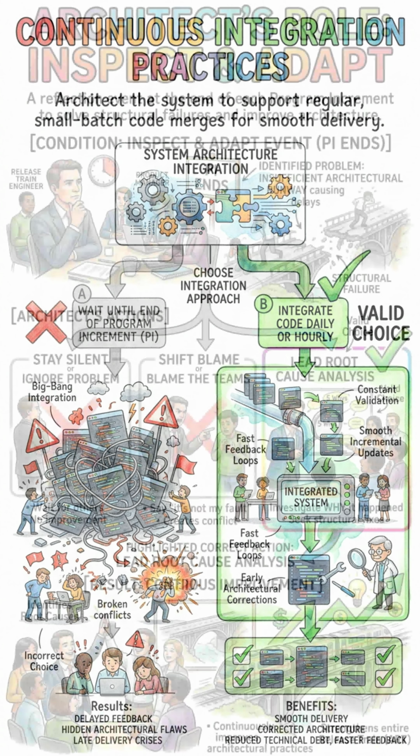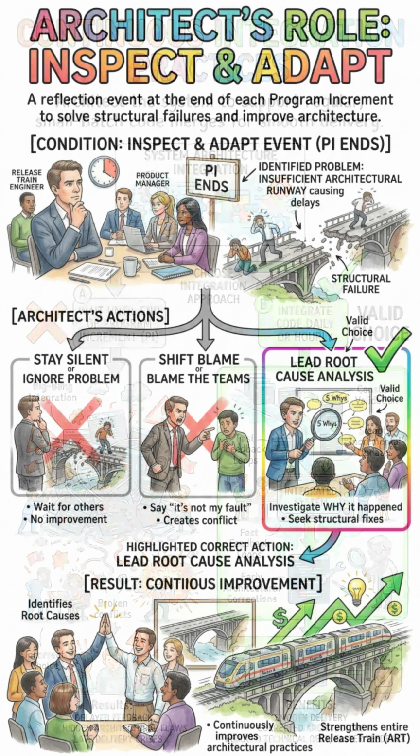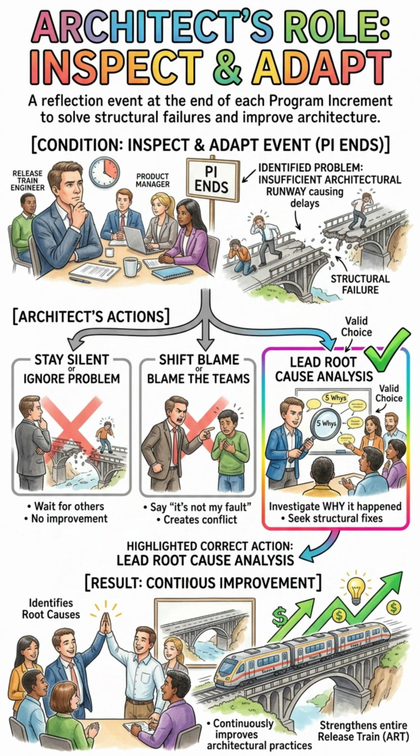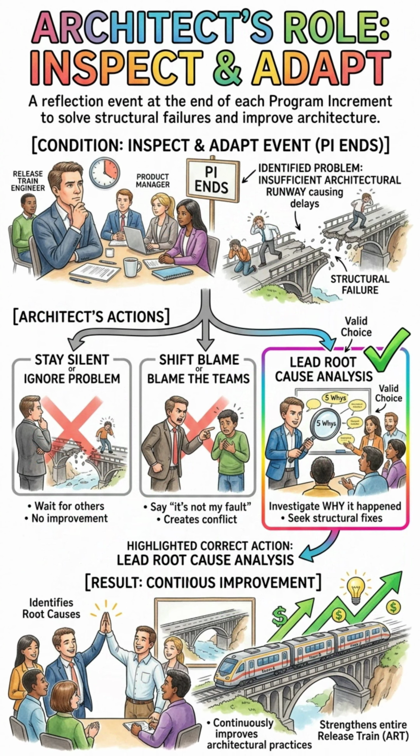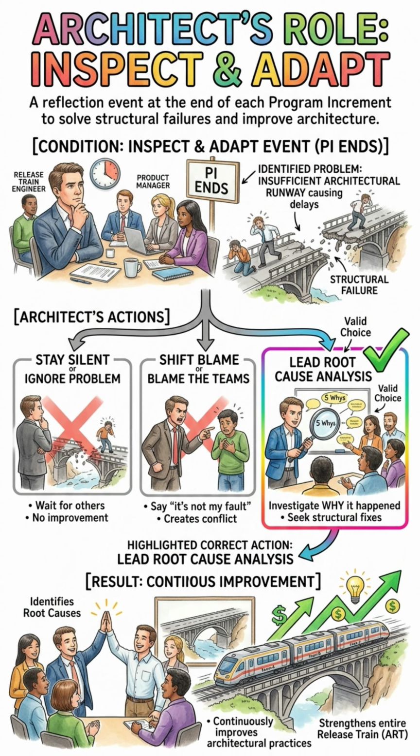Finally, you will participate in the Inspect and Adapt event at the end of every program increment. This is a dedicated time to reflect on what went well and what failed structurally. If the architectural runway was insufficient and caused major delays, you must lead a root cause analysis to figure out why. The exam will test your ability to use these reflection periods to continuously improve the architectural practices of the entire release train.